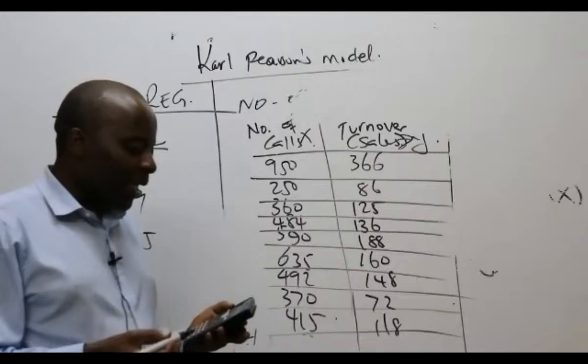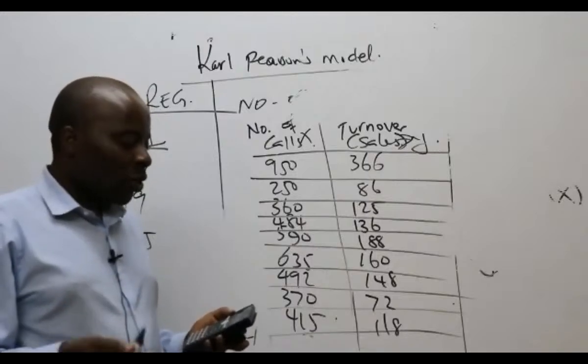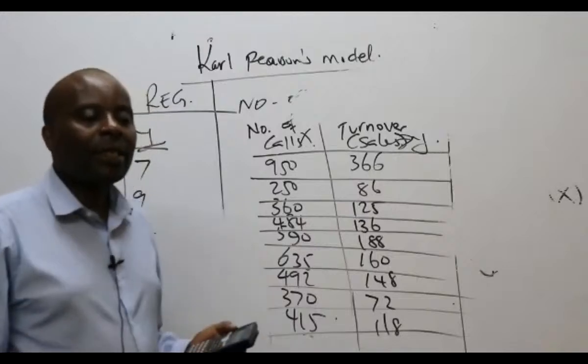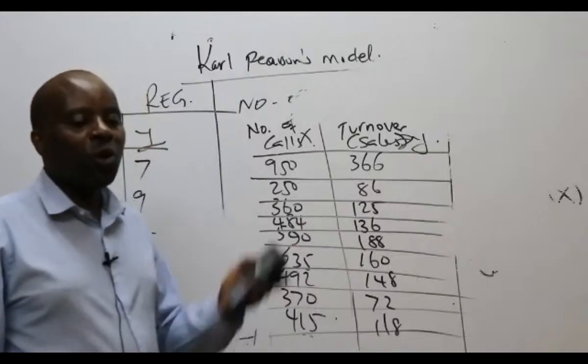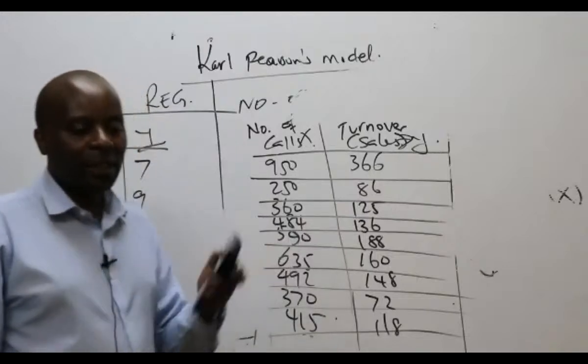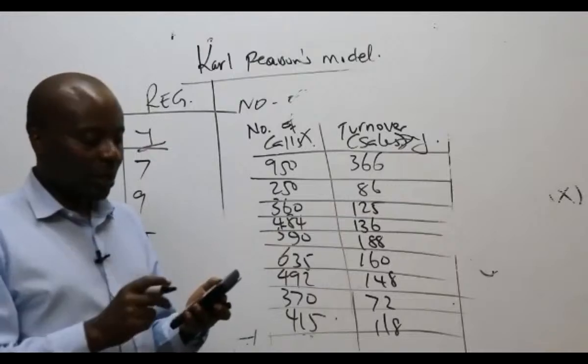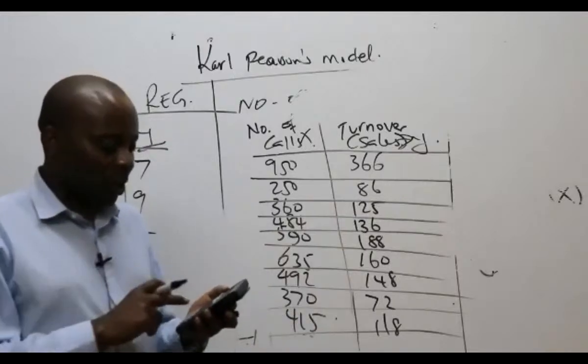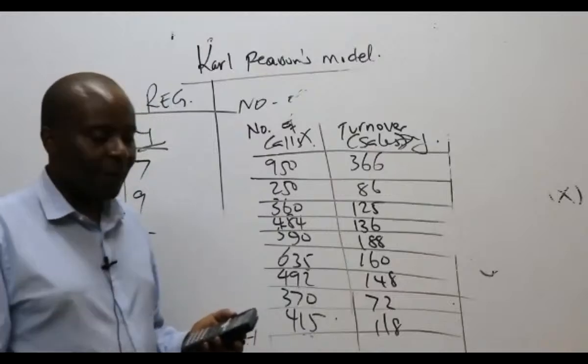It asks, are you doing a linear regression, logarithmic regression, exponential regression? To us in business, we always do linear regression. Linear. Always, we don't do logarithmic. Always it's linear regression. So you say 1, because linear has 1 under it.